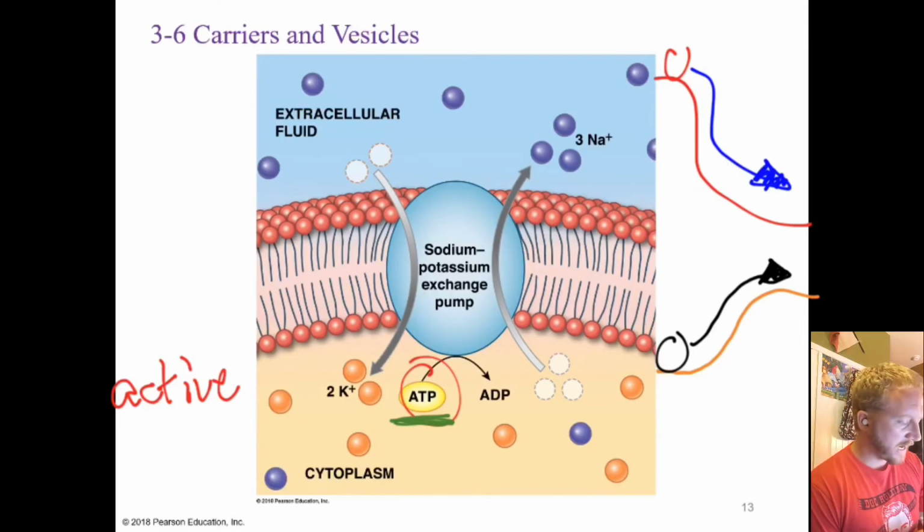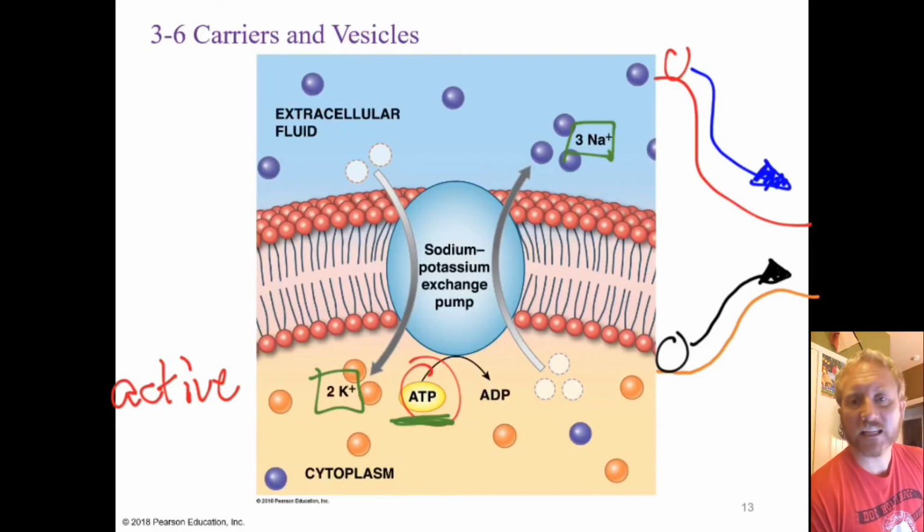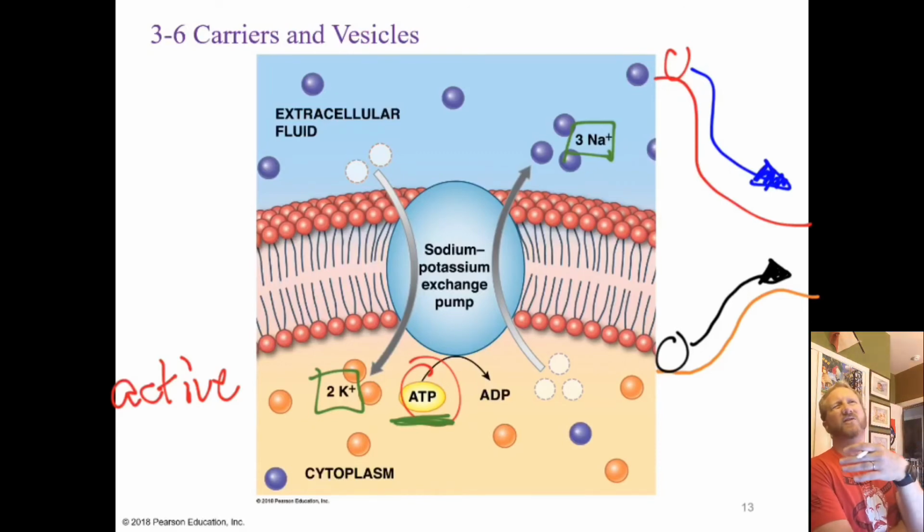Let me back up. An ion pump is something that pushes ions like sodium or potassium against the concentration gradient across the cell membrane. It's only going to pump one thing. There are also calcium pumps in muscles and stuff like that. So this is uniport. It's either going to pump it in or out.